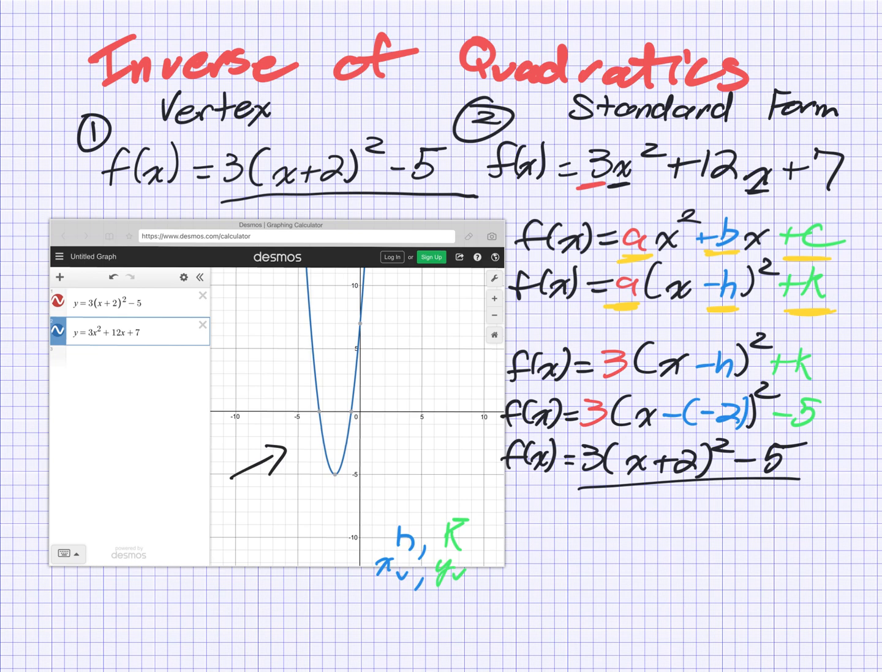There's 2 roots in this case, and this is the y-intercept. The y-intercept is easy to see from standard form.